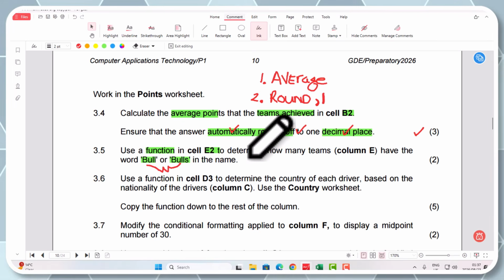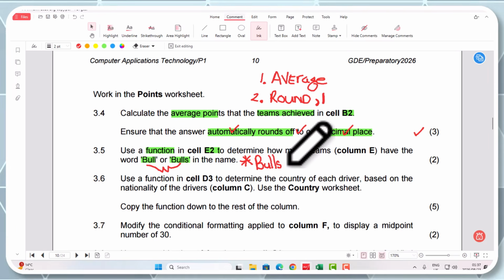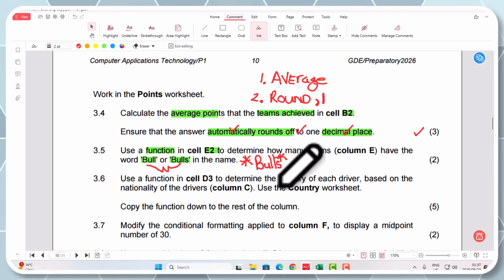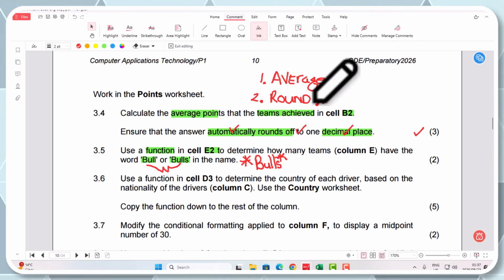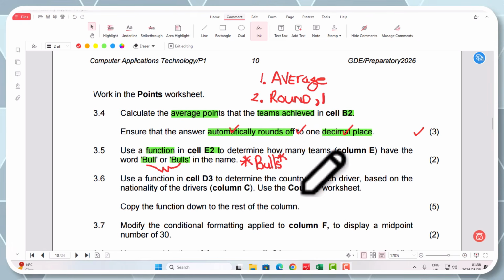So we are looking at adding in a wildcard. Wildcard is important. And bulls, and another wildcard. That is what we are looking at in our formula. And what are we doing? We are determining, which is going to be a count function. But it's a CountIf. Why are we using a CountIf? Because it's bulls, not just count. Okay, guys, CountIf.